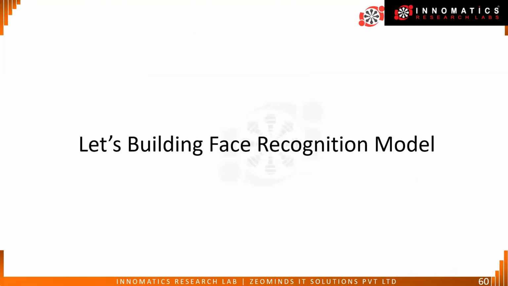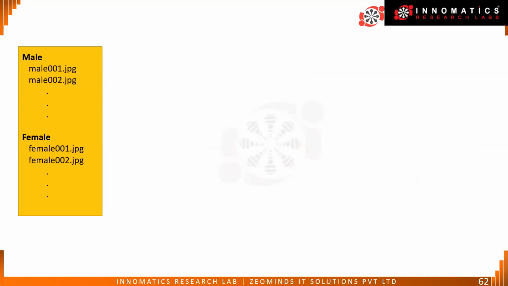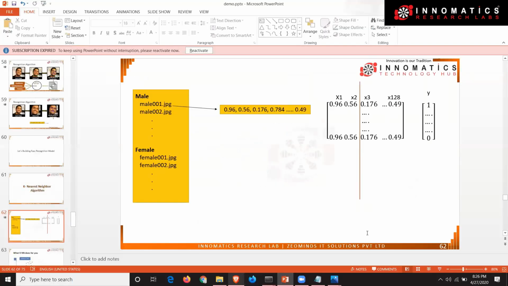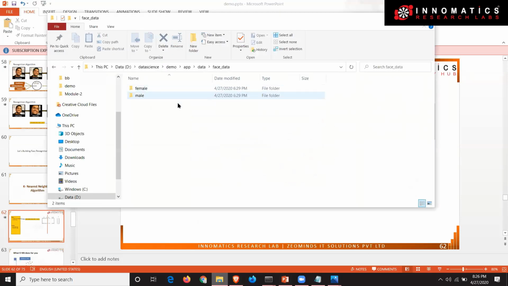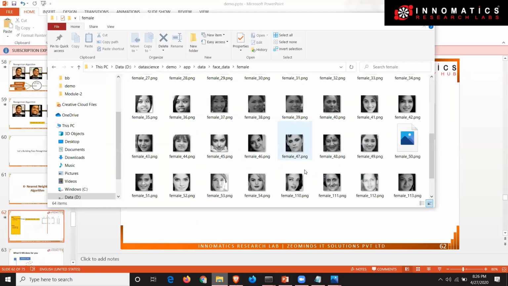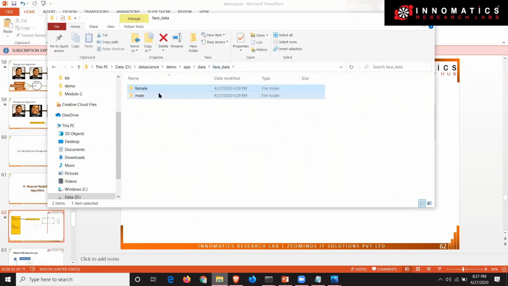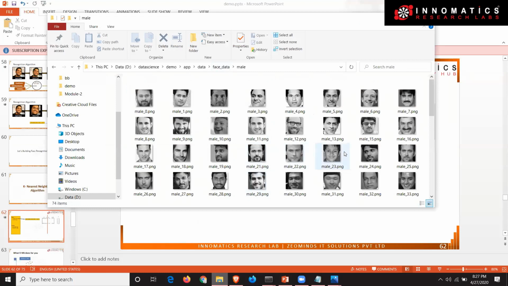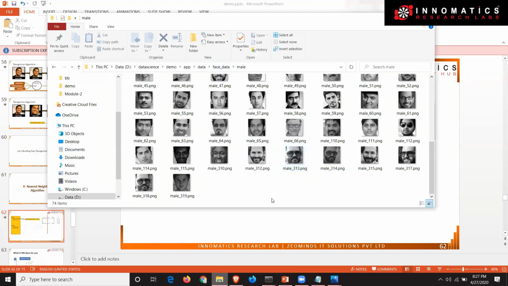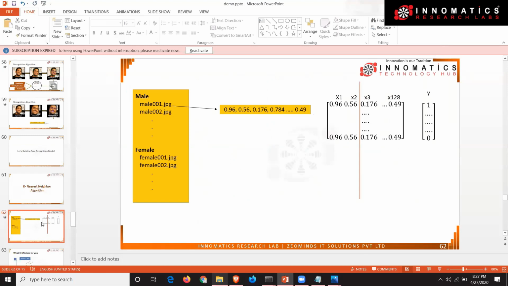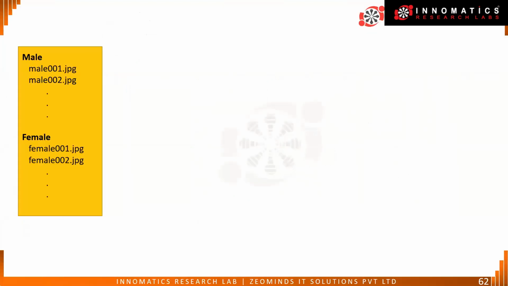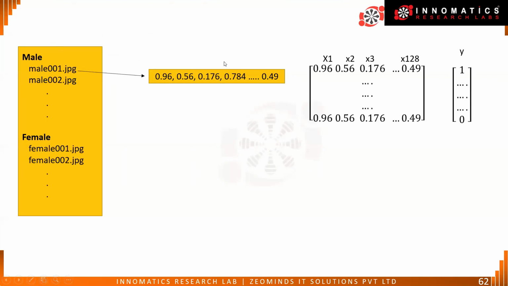Now I'll train this. Let me explain. I'll show you the data. This is the data I'm having with me: all the female faces that I collected, and similarly all the male faces that I collected. Let me take one image, and the output of that is some vector.